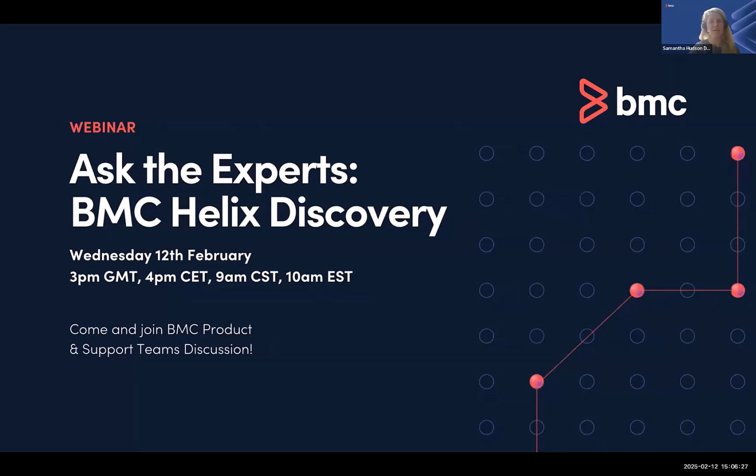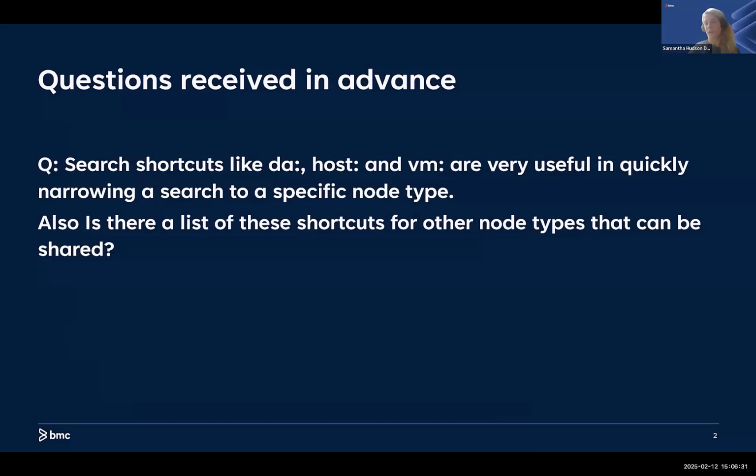If we can get started, and Andy, if we can move to the next slide. We did get a question that came in prior. So this was the first question that came: searching shortcuts like DA, host dot and VM dot are very useful in quickly narrowing a search to a specific node type. Also, is there a list of these shortcuts for other node types that can be shared? I'm going to open that up to our team. I don't know who would like to take that first question.